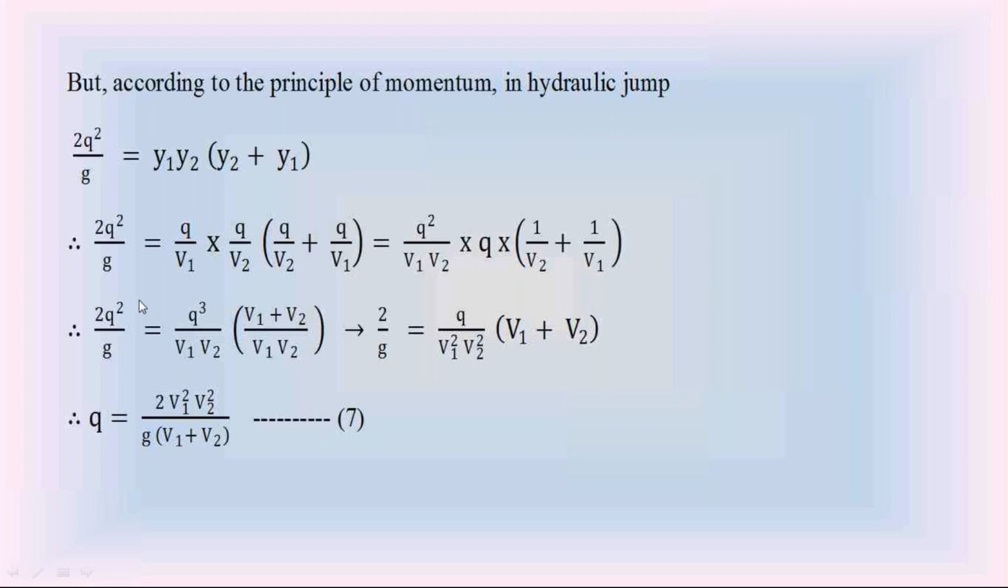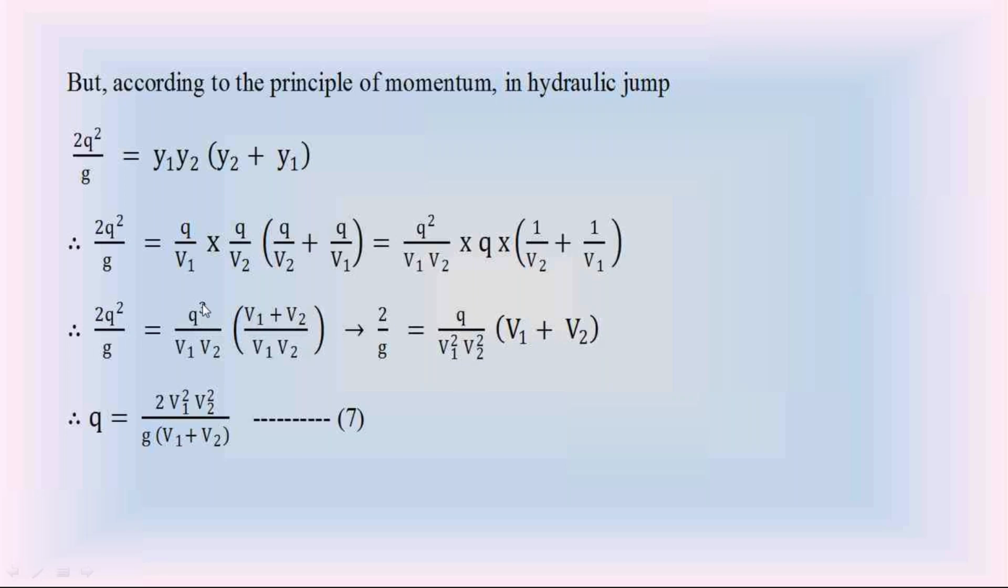So cancel this q cube and q square on both sides. Then the entire equation becomes 2 by z, because we cancel the q square and q cube. So this equation becomes 2 by z is equal to, here q square is cancelled. So on the left side we have only 2 by z, and on the right side we have q divided by v1 into v2 into v1 into v2, v1 square into v2 square followed by v1 plus v2.